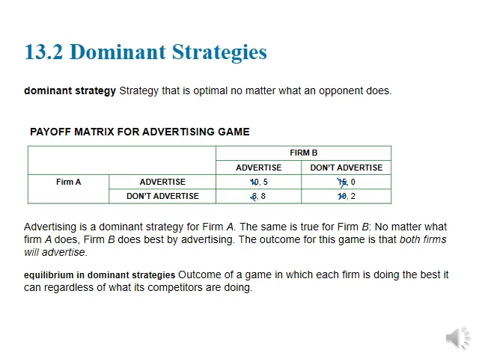So in one situation, Firm A makes a choice, and it's better for Firm B to advertise. They get 5 more than they would in the other situation. In another situation, Firm A makes a choice, and it's still better for Firm B to advertise. Note we're comparing this 5 to this 0, and we're comparing this 8 to this 2, because we're looking at Firm B's payoff. So it looks like Firm B has a dominant strategy of advertising.